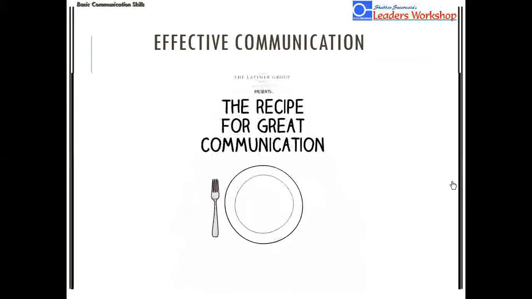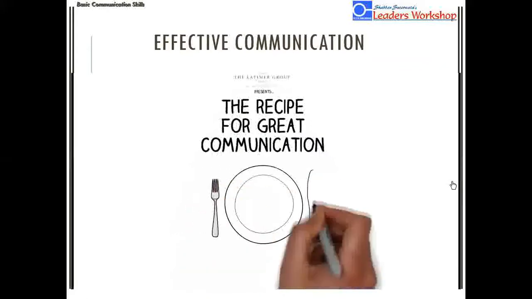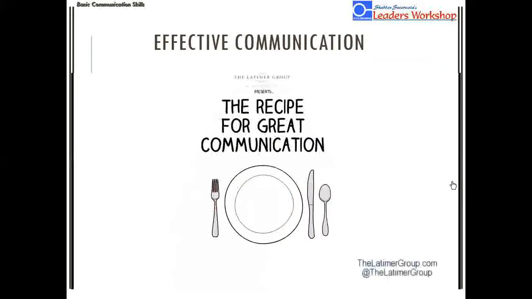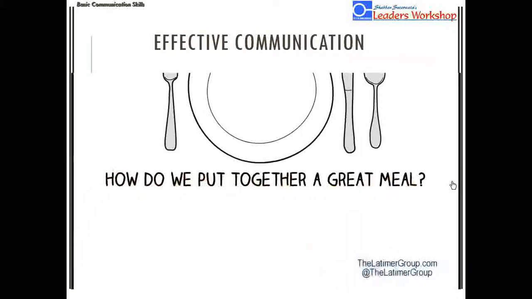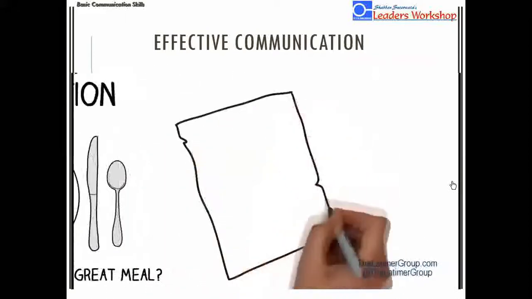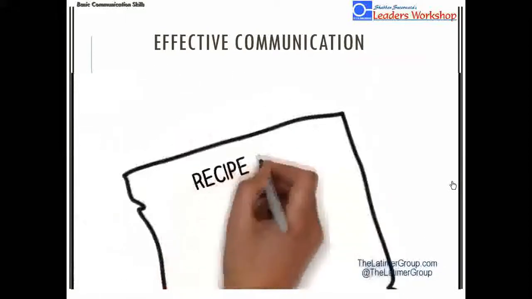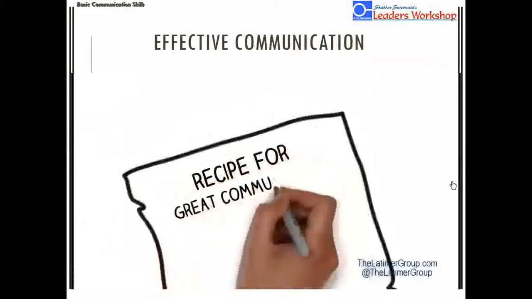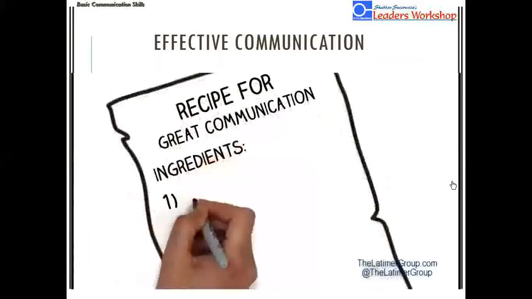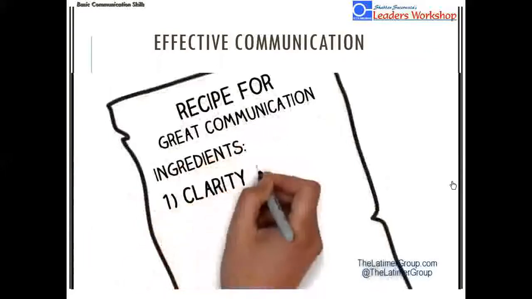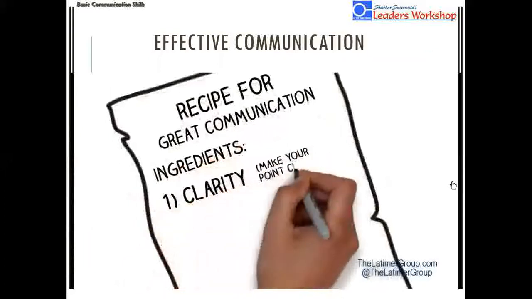That we need to have present in the meal. How do we put together a great meal? Well, let's think about it this way. There are really 5 ingredients that have to be present all the time for great communication to be possible. The first ingredient is clarity. How do you make your point clearly? It's got to be clear.